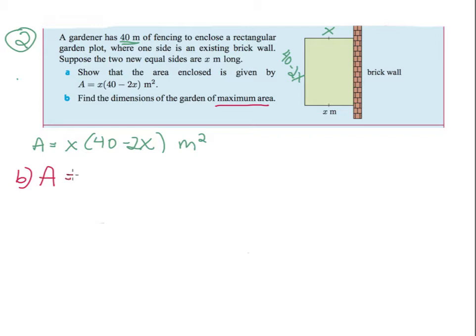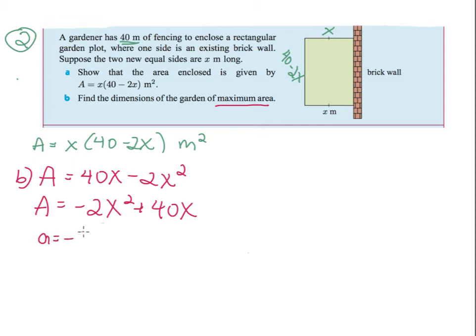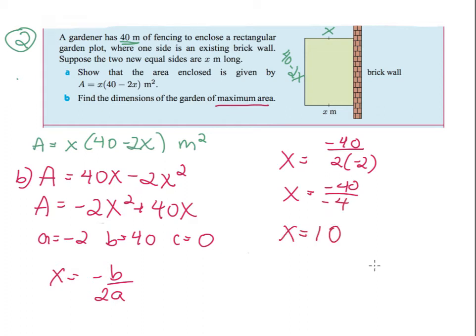So if I want maximum area, I'm going to multiply by the x. And now I have this quadratic equation. I'm going to find my vertex. So that's x is equal to opposite of b over 2a. So identify my a, my b, and my c. Plug it in to opposite of b over 2a. Simplify down. We get x is equal to 10.